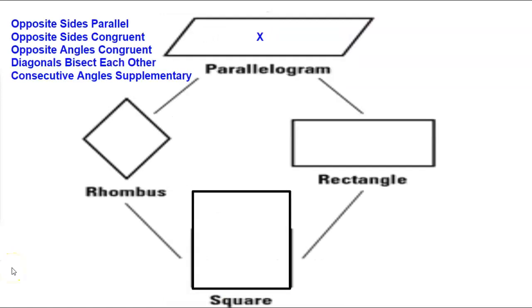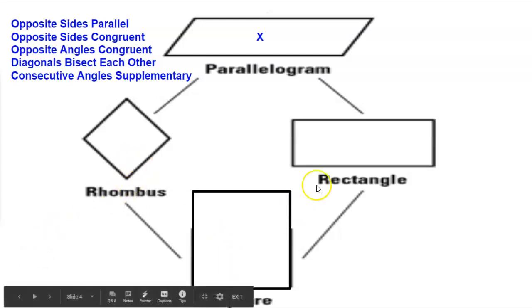In the previous lesson, we had already established what the properties of a parallelogram were. It is a quadrilateral whose opposite sides are parallel, opposite sides are congruent, opposite angles are congruent, diagonals bisect each other, and the consecutive angles are supplementary. So we knew these properties about a parallelogram. Here you see there are three other specific types of parallelograms that have more specific descriptions.